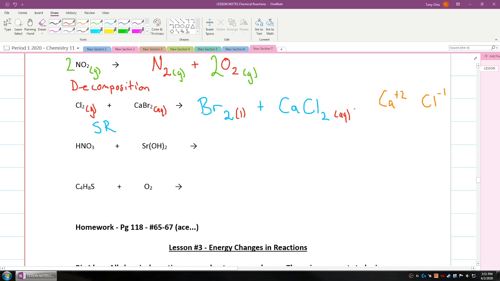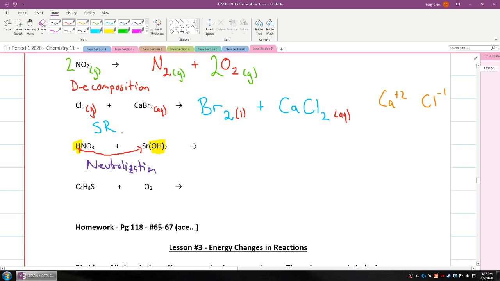Our next reaction is going to be a bit interesting. As you can see, we have hydrogen acting as a metal, and we have OH, hydroxide, acting as a nonmetal. This is an acid-base neutralization, so you can write this as a neutralization reaction. So it's a type of double replacement. Because it's a type of double replacement, what's going to happen is the hydrogen is going to swap with the strontium.